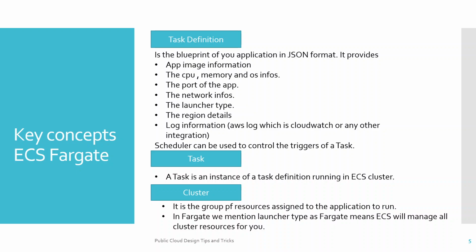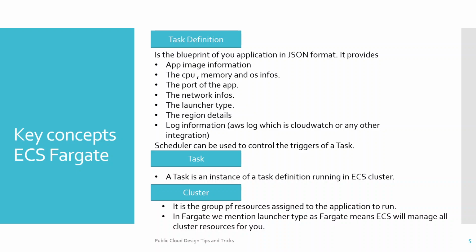Region details is more about where it will be hosted, in which region, for example, Europe or US or Asia Pacific. Log information is more about where you are trying to route your log or to capture the log. By default, it is AWS log, which is CloudWatch. It can also be integrated with other mechanisms like Splunk or something like that. Okay, so that is what the task definition tells about. Okay, now what is a task? A task is an instance of a task definition running in ECS clusters.